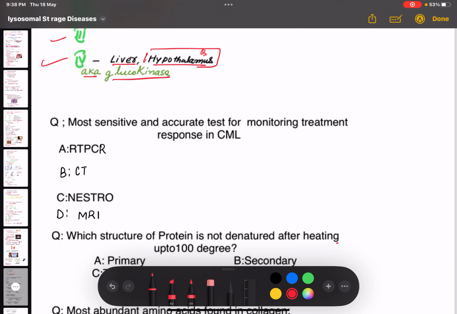See guys, here are some very important questions. What is the most sensitive and accurate test for monitoring treatment response in CML patients? If you want to check the treatment response in CML patients, then the most sensitive test will be RT-PCR. You know, in CML we have translocation of chromosomes, and that translocation can be detected by RT-PCR.